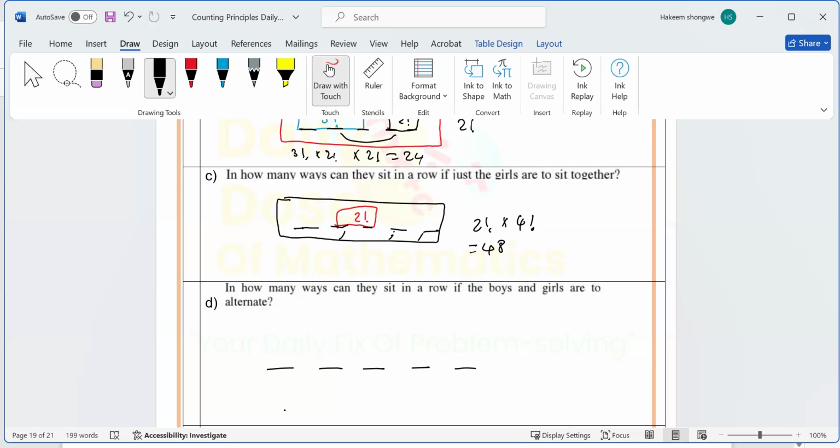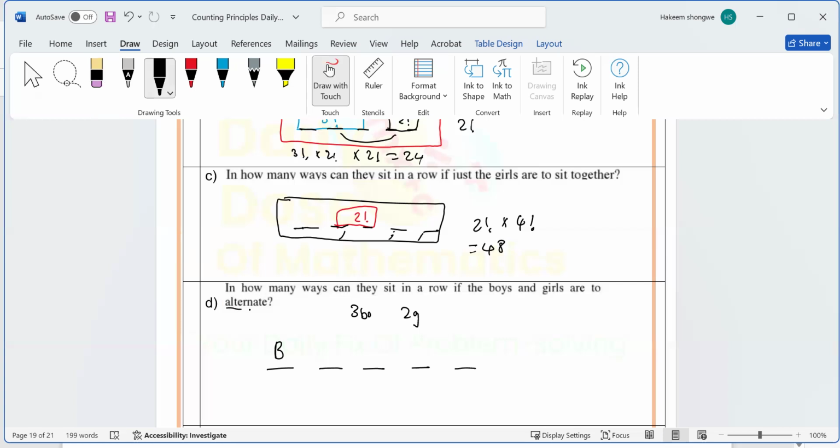So you must have a boy, girl, boy, girl. So the only way this can happen is we must have a boy, then a girl. Let's explain that one. Why do we start with the boy? We have 3 boys and 2 girls. If we start with girls, there's going to be a point where 2 boys are together. So we must start with boys to accommodate the alternating.